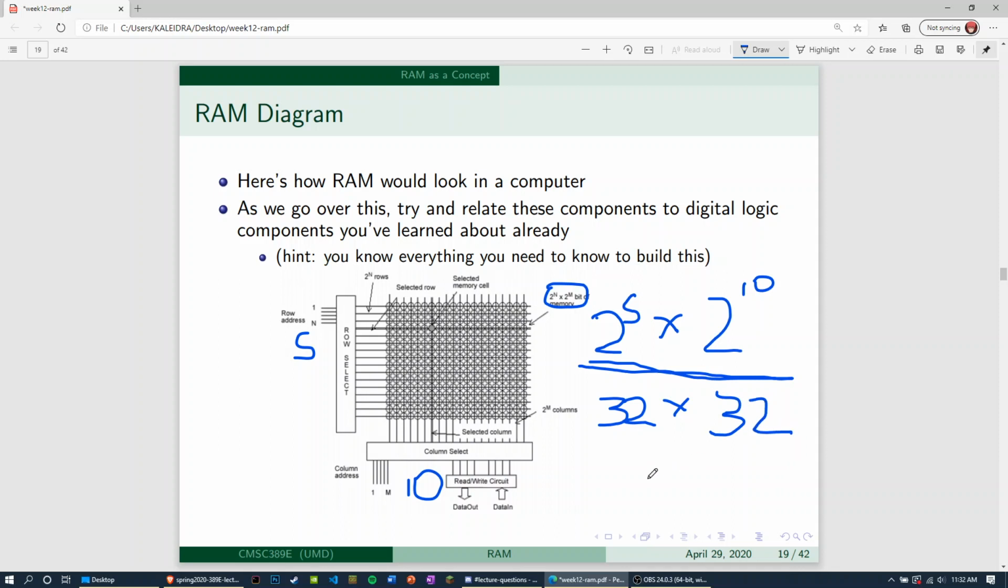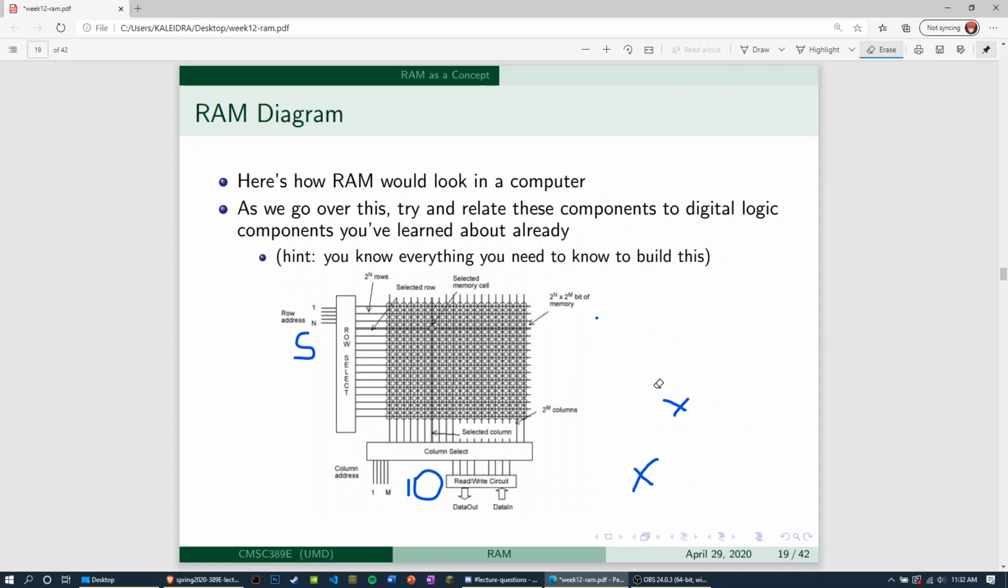Think about how monumental this number has become. We're going from 5 wires on this side and 10 wires on this side to 32 times 32 times 32. Hopefully I did my math right there. But regardless, it is absolutely humongous, the number of values we can interact with and store, should we feel the need to, if we're using a model like this. Again, super cool stuff, and you know everything you need to build this.